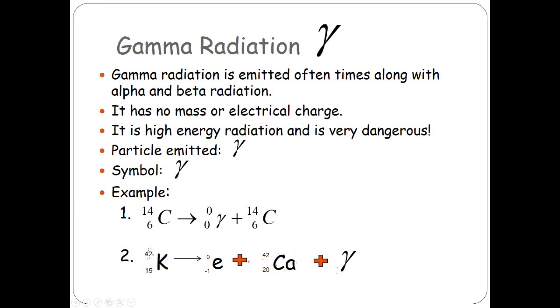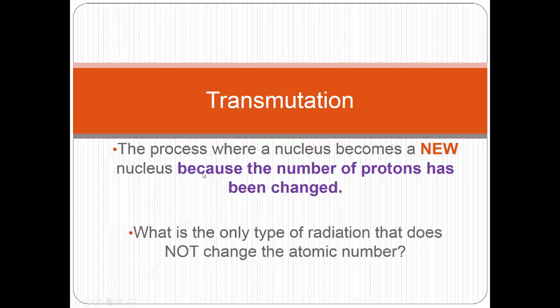So notice that this still all balances out. 42 minus 0 is still 42. 19 minus -1 goes up to 20. So your nuclear equation overall still balances out. Okay. Transmutation, this is just a reminder of the definition. You already wrote this down, so you don't have to write it again. It's basically when a nucleus becomes a new nucleus, a nucleus that is different. Why is it different? Because the number of protons is changing.